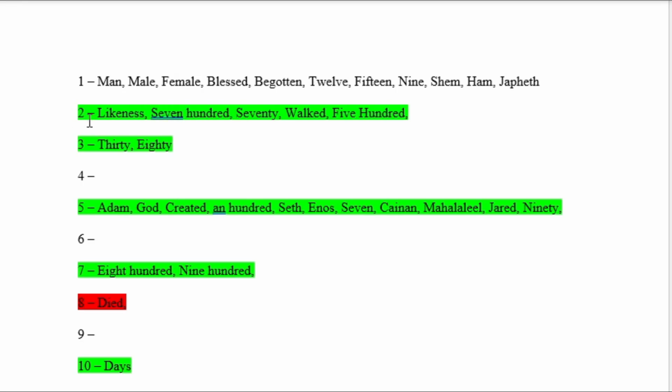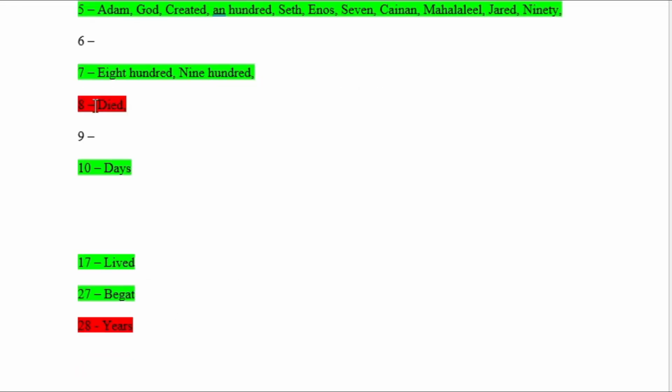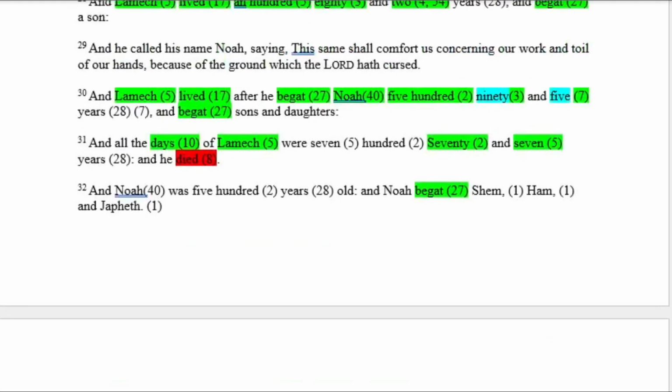Likeness is said 2 times, repeated twice in here. Likeness, 770, walked, 500. 3 times, 30 and 80. 5 times, Adam, God, created, and 100. Seth, Enos, 7, Canaan, Mahalalel, Jared, 90. 7 times, 800 and 900. Died would be on the red side, yeah. 10 times, days was said. 17 times, lived. 27, begat. 28 years, I've got that there too.